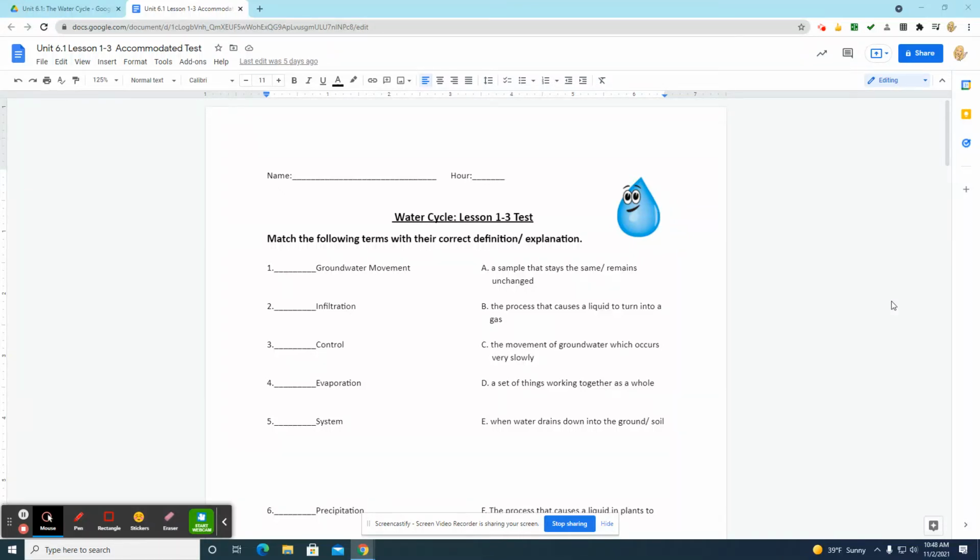So this first test is over the water cycle, lessons 1 through 3. As I read through the test, you may pause the video at any point so you can write in answers or think about the question a little bit more. But let's go ahead and get started with the matching. The matching is over our vocab terms.